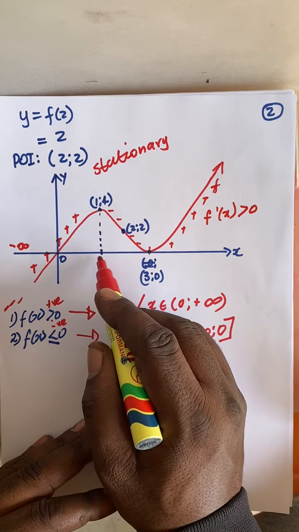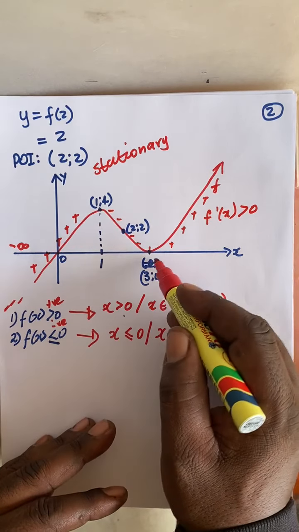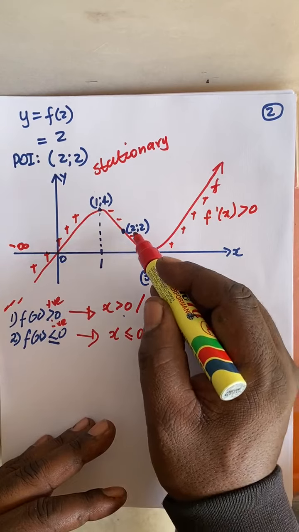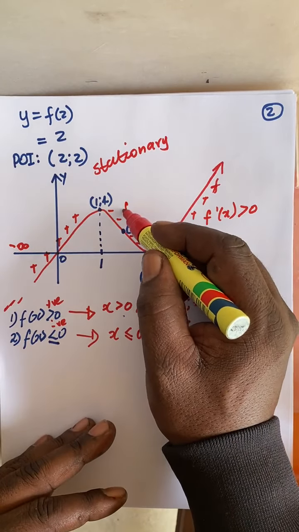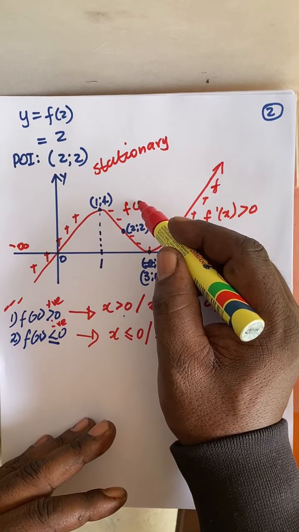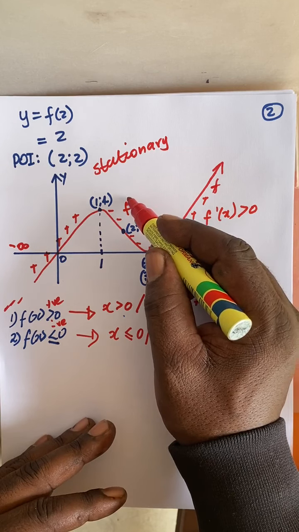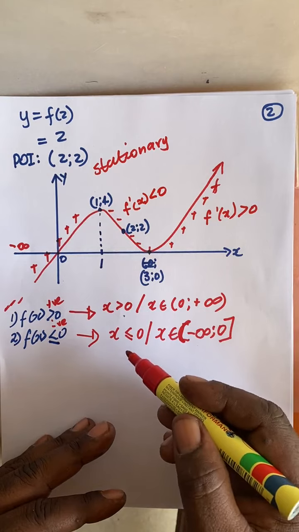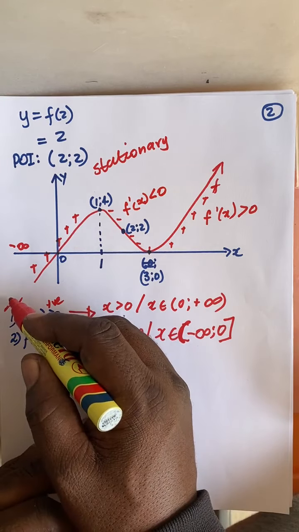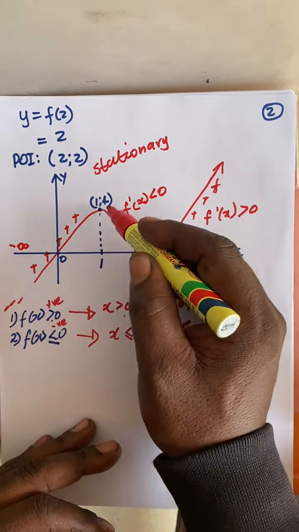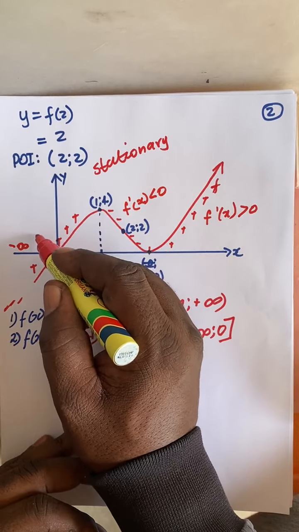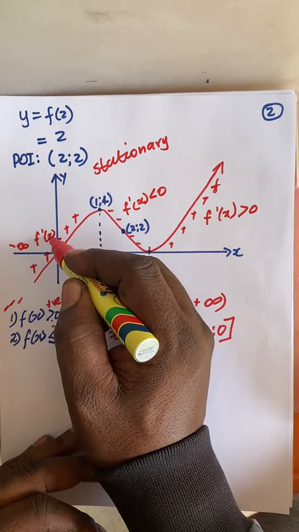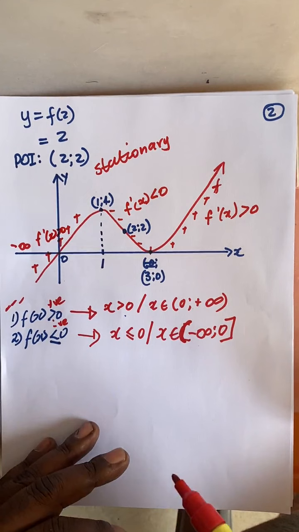From 1 to 3 the graph decreases, because the gradient, the derivative, means f prime of x is less than 0. From negative infinity to 1 the gradient is positive again. This means on this side I can say f prime of x is greater than 0.